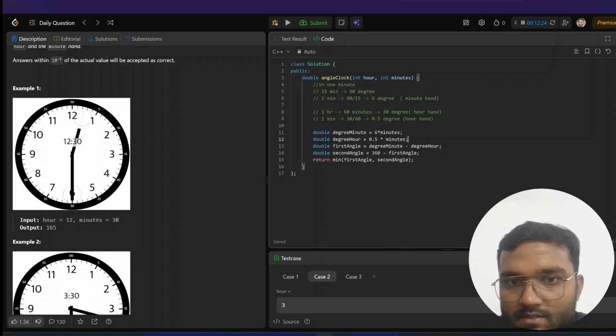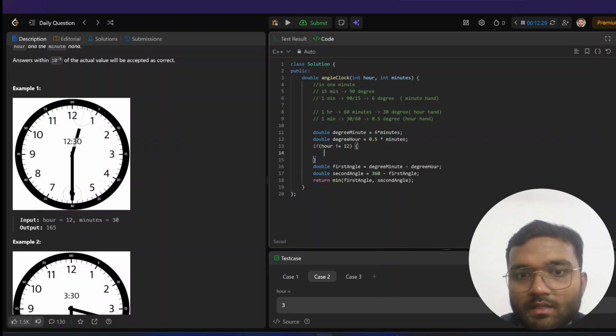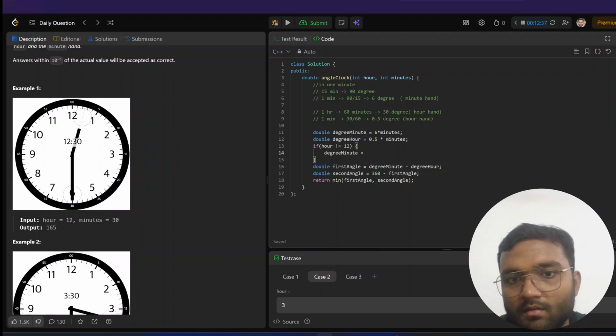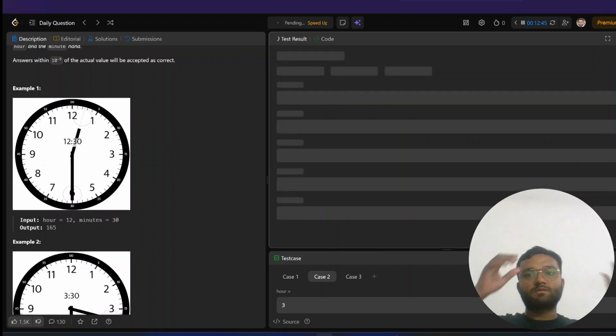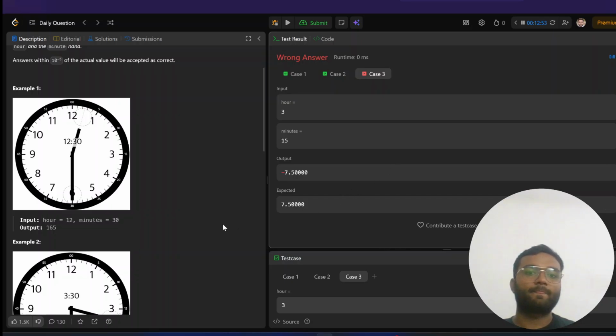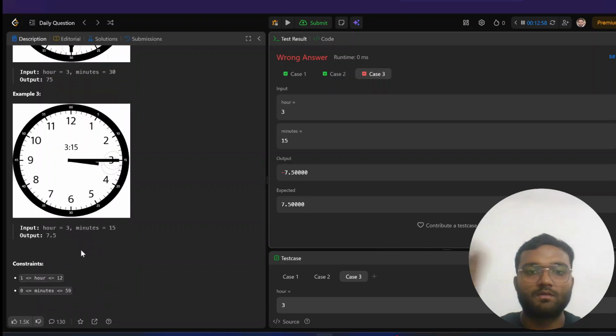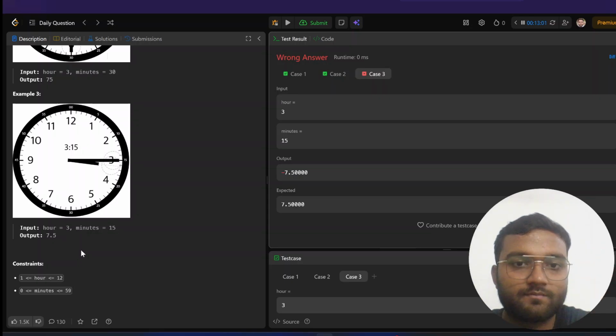So before calculating the first angle, if the hour is not equal to 12, then make sure to subtract the degree minute, which will be the given hour into 30. Let me test this out. No, there is a problem in this. I got the negative answer. Okay.